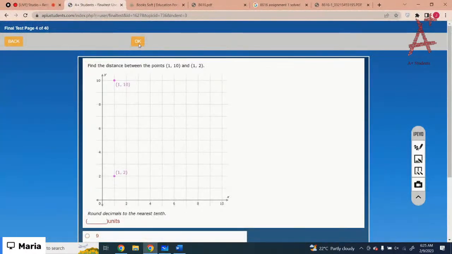Okay, the next one is find the distance between the points. Both the points have the same x component. That means the points lie on the y-axis. Got it? So just subtract their y components. So 10 minus 2 is 8 units. So the distance between these points is 8 units.